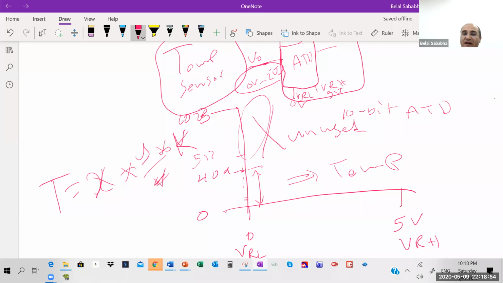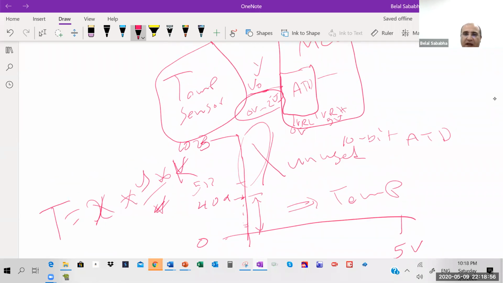But if you amplify the signal here ضرب 2، تعملها من 0 ل 4 فولت، then you use more steps، صح؟ Then you will have more resolution in measuring your temperature.